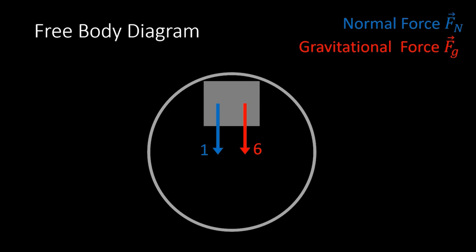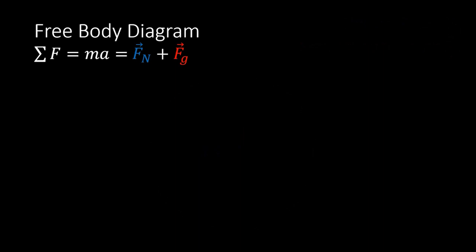If we think back to video 1, we know that the normal force is always perpendicular to the surface that the object is in contact with, and the gravitational force is always acting straight down. With our forces set, we need to do a force balance. Using Newton's second law, we know that our object will have a net force equal to the mass times the acceleration. And we know that the summation of the two forces in this case are the normal force and the gravitational force.